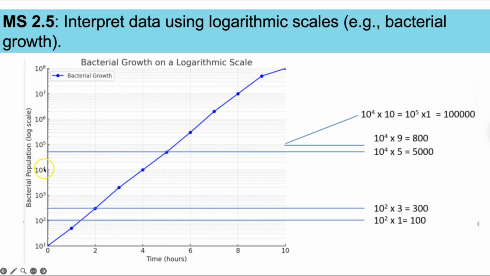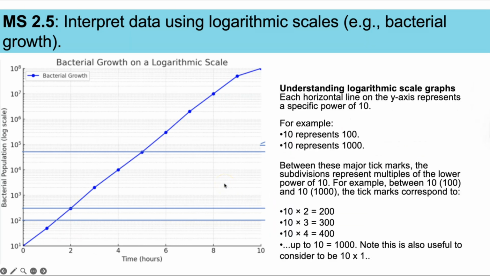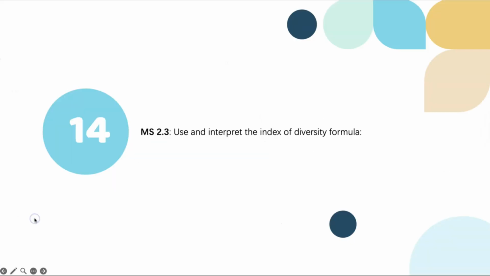This one here, we've got 10 to the 4, that's the first line, second, third, fourth, fifth. So that's 10 to the 4 times 5, and so on and so on. So that's how you read off on the y-axis on one of these graphs. So each of those lines is representing times whatever number line that is.